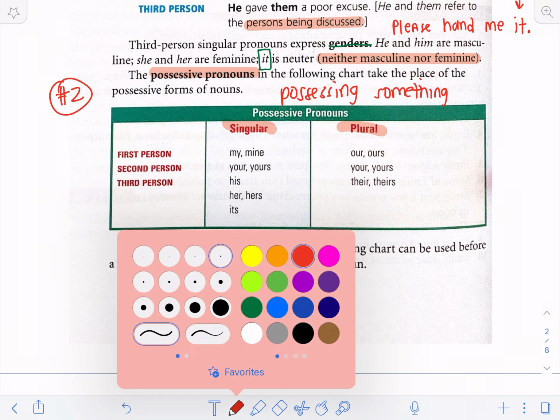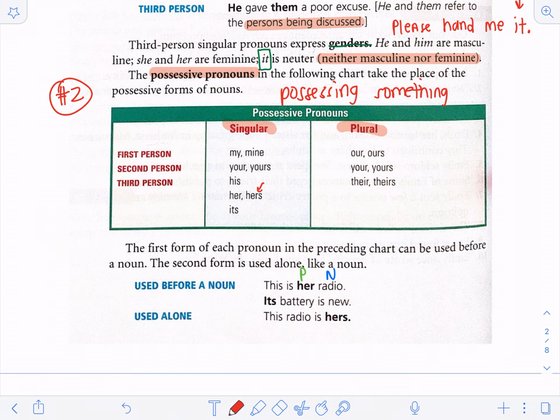And this one, this is what they mean by second. It's a bad arrow. They're meaning the second in this list. Okay, these are used as objects. Can be used like a noun. So this radio is hers. She is possessing the radio, but notice that in this particular section, it is after the noun. So the noun is radio and the pronoun is hers. So those second words listed in the chart can all be used alone, acting like a noun.